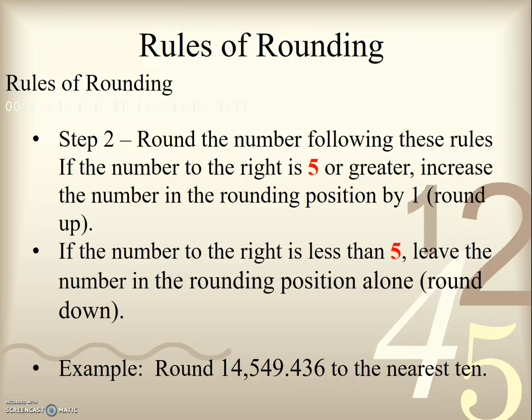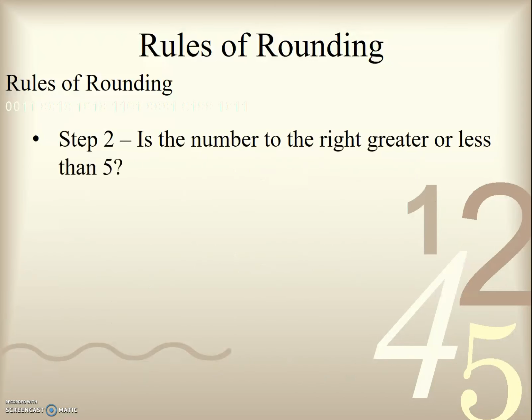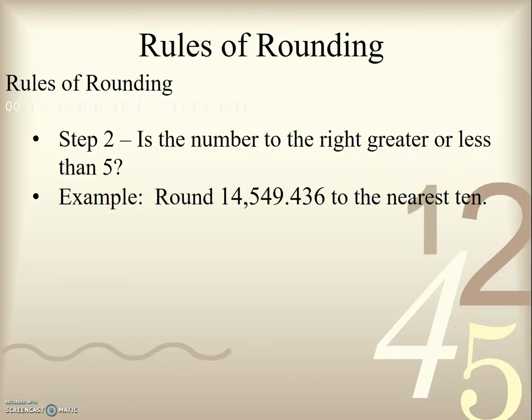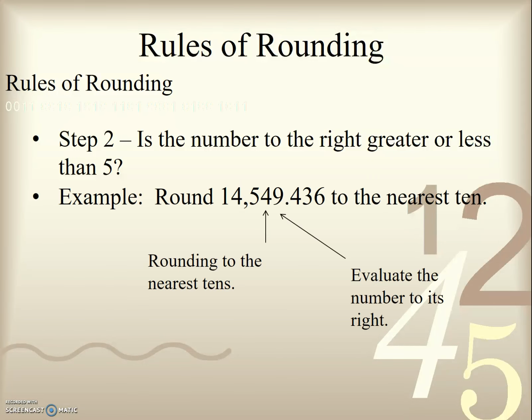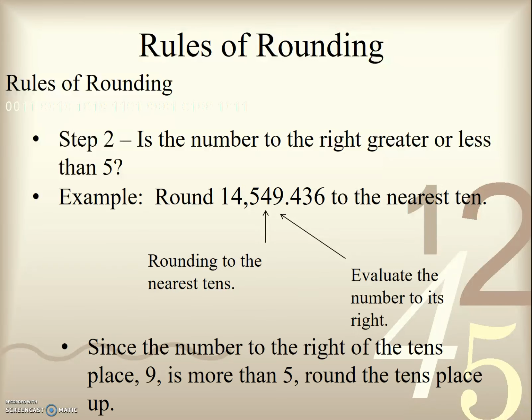14,549 and 436 thousandths. So, is the number to the right of the rounding position greater or less than 5? Well, it's greater, right? Because we have a 9 right there. So if we're rounding to the nearest tens, and we're going to evaluate the number to the right, we have a 9 in the place to the right of the rounding place. So that's greater than 5. So we are going to end up rounding up.